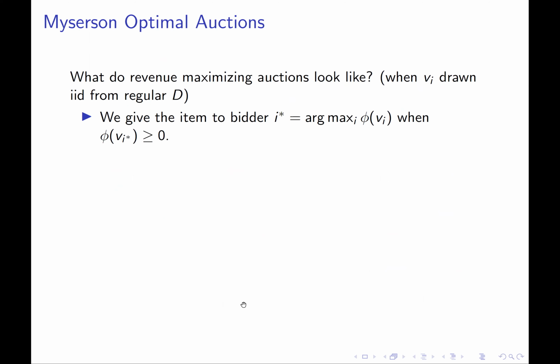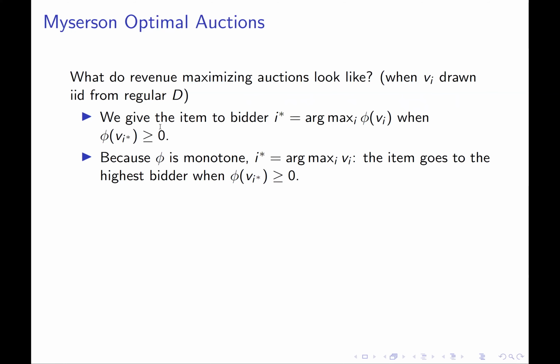Okay, so what do these auctions actually look like? If there's only one bidder, then the auction is just a fixed price. Well, let's think about it. We give the item to the bidder with the highest virtual value when their virtual value is non-negative. But if we've got a regular distribution, remember, regularity means these virtual values are monotone. And so giving the item to the person who has the highest virtual value just means we give the item to the person who has the highest value. So we're giving the item still to the person who has the highest value, unless his virtual value is negative, in which case, this is the only setting in which the revenue optimal auction will have an allocation rule that differs from the regular old Vickrey auction. Because if we're giving the item to anybody, in either case, we give it to the person who has the highest value.